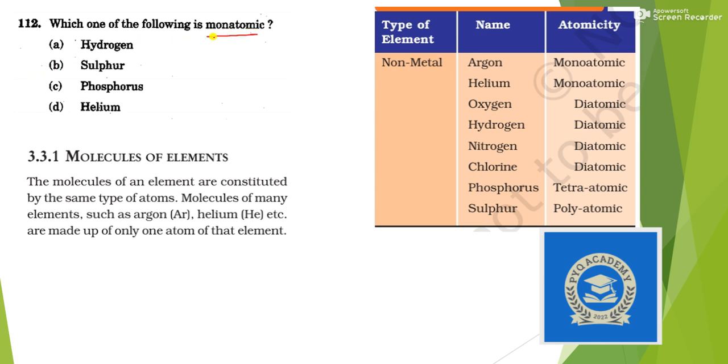Which one of the following is monoatomic? This question is directly asked from chapter Atoms and Molecules of class 9. Here you can see one image has been given, that argon is monoatomic, helium is monoatomic, oxygen diatomic, hydrogen diatomic, nitrogen diatomic, chlorine diatomic, but phosphorus tetra, and sulfur polyatomic. The question is asking which one of the following is monoatomic. Hydrogen is not monoatomic, sulfur is also not, and phosphorus is also not. Our answer is helium. Helium is monoatomic. So answer is option D.